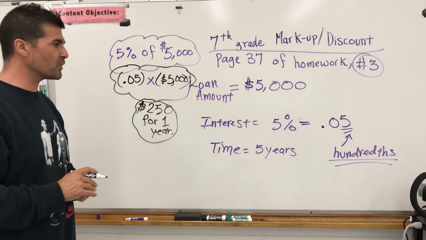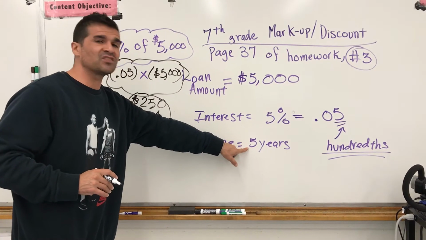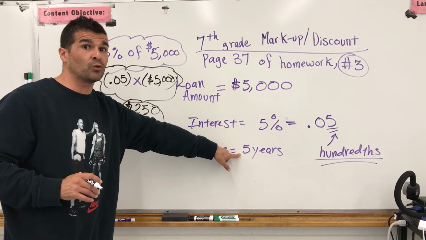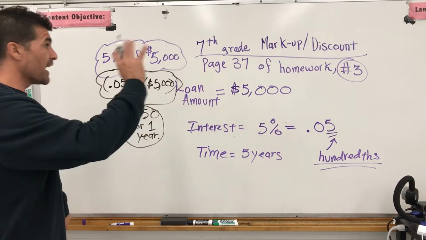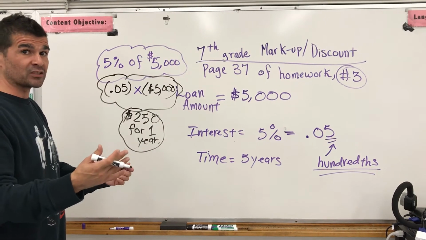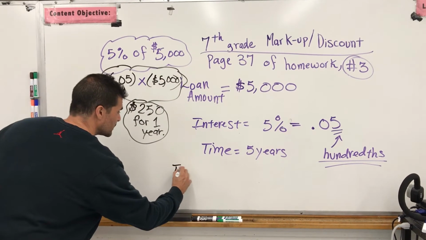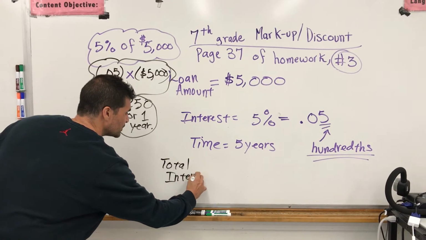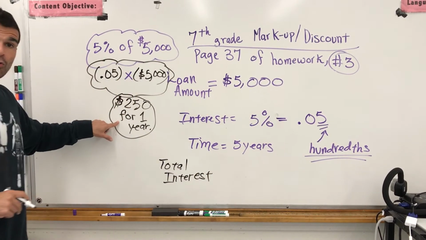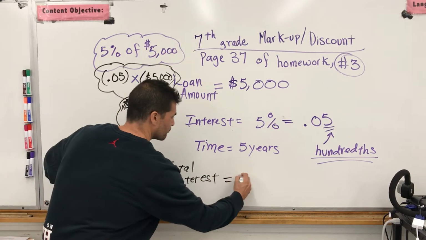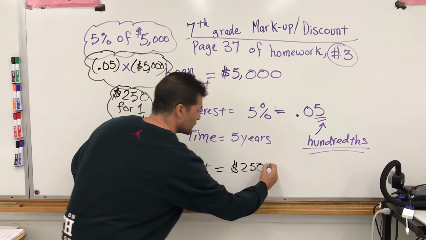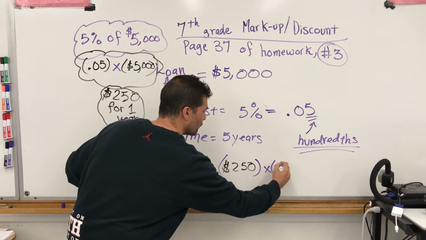Now, it's a little bit different than that. See, Joanna has 5 years to pay this, and every year she has to give $250. So, in order to figure out the total interest, it is going to be the interest that Joanna has to pay for 1 year, which is $250, times the total of 5 years.